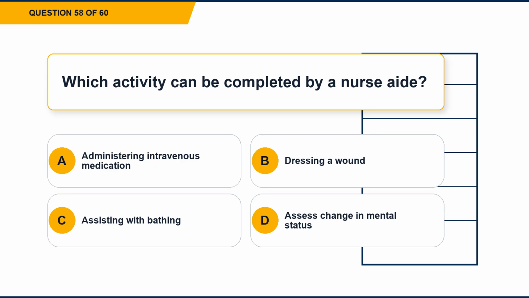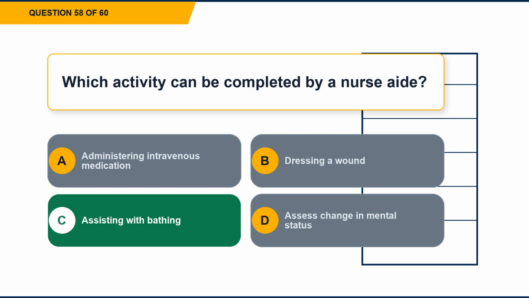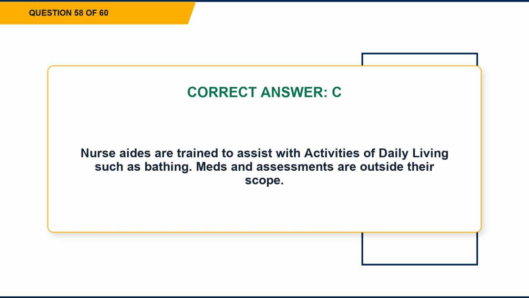Question 58. Which activity can be completed by a nurse aide? Option A. Administering intravenous medication. Option B. Dressing a wound. Option C. Assisting with bathing. Option D. Assess change in mental status. The correct answer is option C. Assisting with bathing. Explanation. Nurse aides are trained to assist with activities of daily living such as bathing. Meds and assessments are outside their scope.